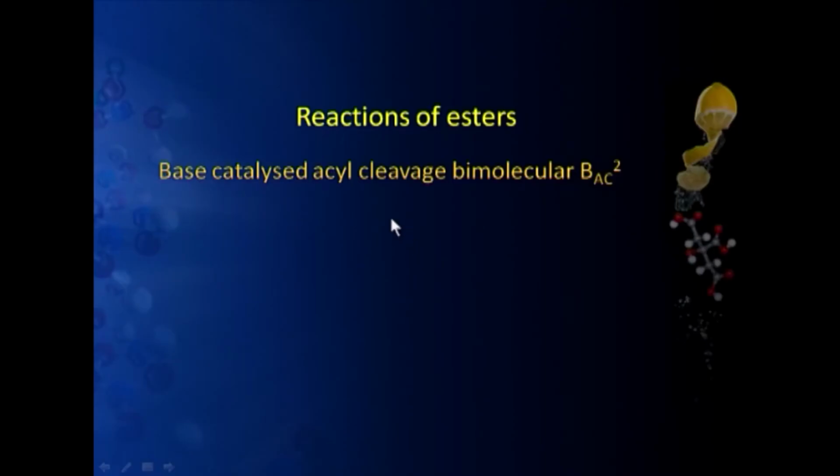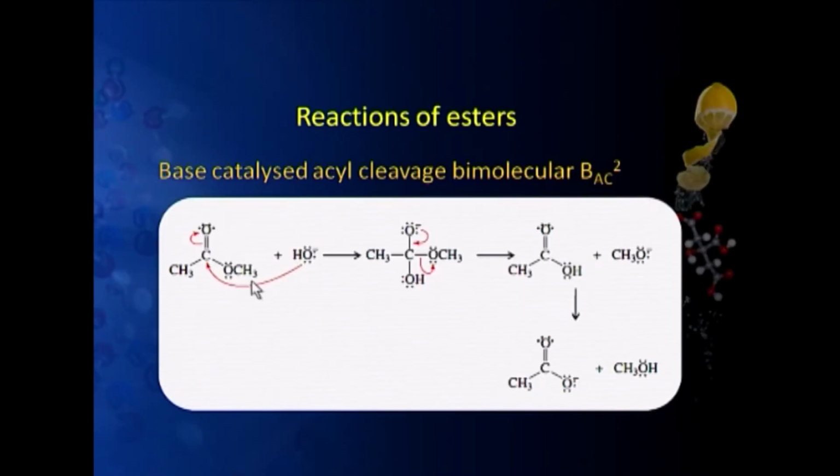Then base catalyzed acyl cleavage bimolecular reaction, BAC2. This reaction involves these steps. This is an ester, say we have taken methyl ethanoate. Hydroxide ion, which is a strong base, attacks this carbon and this pair of electrons shifts to oxygen. When these electrons come back, a methoxide ion is lost. So, we have now this acid and a methoxide ion.